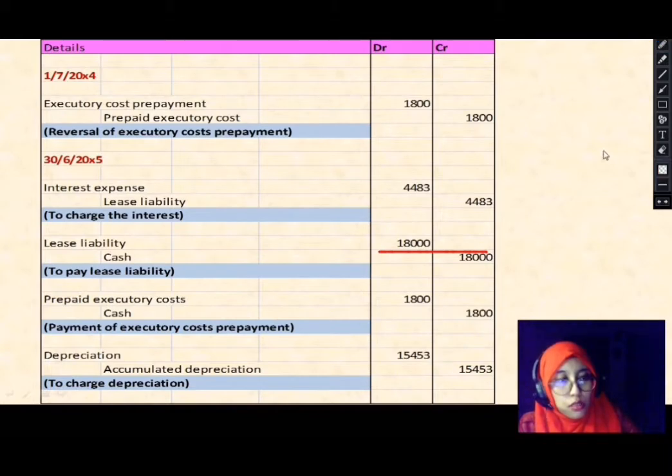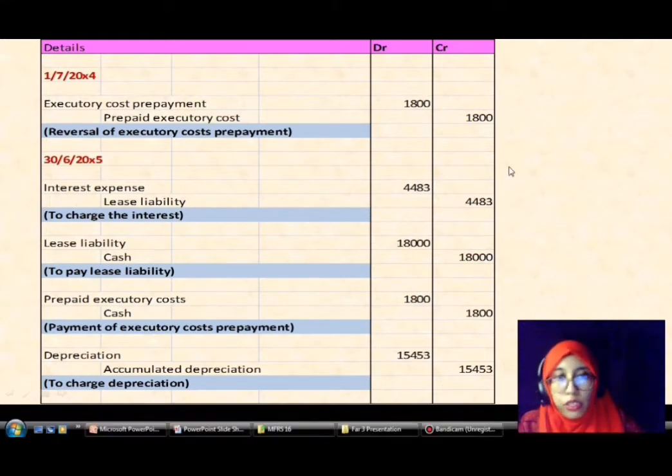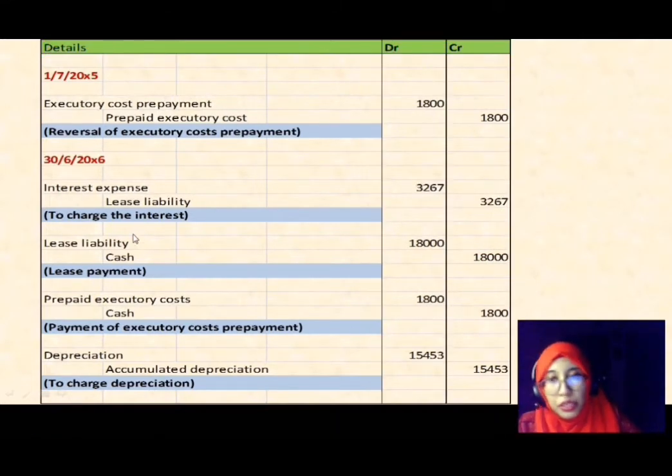Okay, so basically we do the same things for the next year, 2000X5, but with different interest expenses. Interest expense, we start here. So 1 July 2005, executory cost prepayment 1,800 debit, and prepaid executory cost 1,800 credit. So at the end of the year, B Limited will be charged interest at 3,267, and then they will pay this amount.